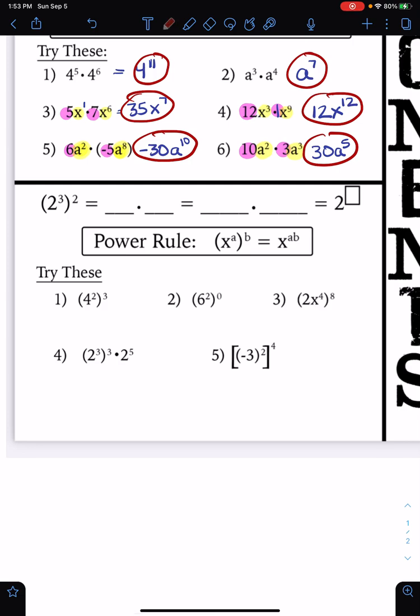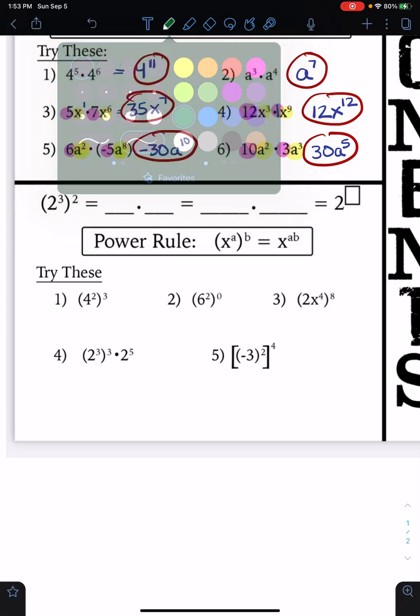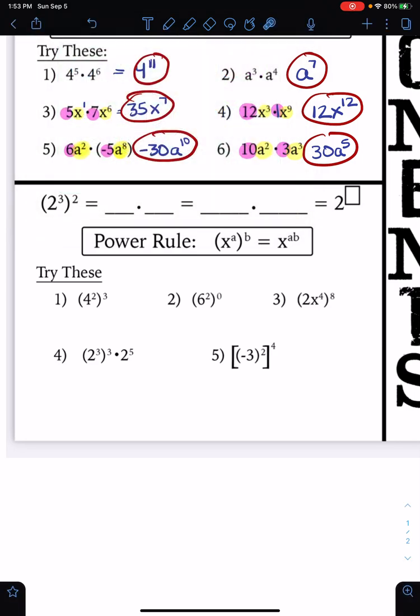Remember our golden rule here of when in doubt, write it out. So, 2 cubed squared would mean 2 cubed times 2 cubed. So that's like 2 times 2 times 2 to represent that first 2 cubed, times 2 times 2 times 2 to represent that second 2 cubed, and altogether I have 6 of them.